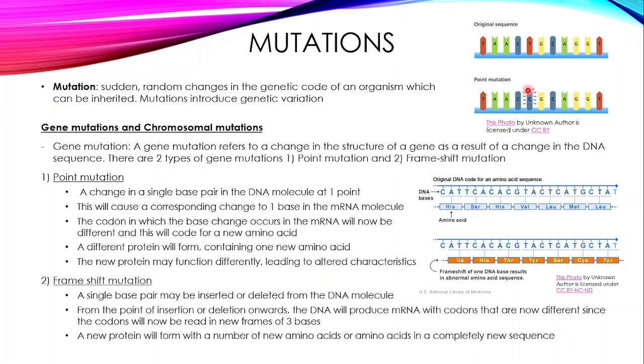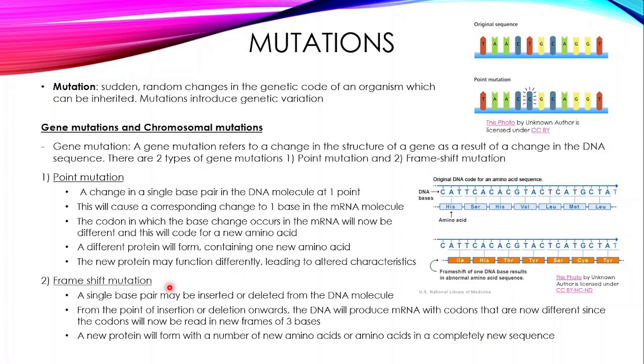At that codon. So the codon in which the base change occurs in the mRNA will now be different, and this will code for a new amino acid. A different protein will form containing one new amino acid. The new protein may function differently, leading to altered characteristics.